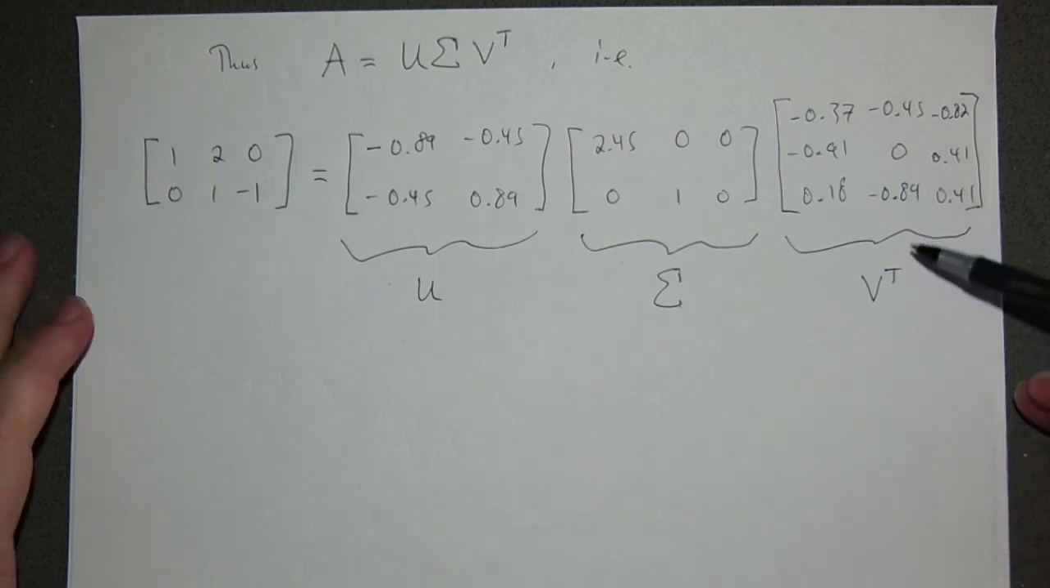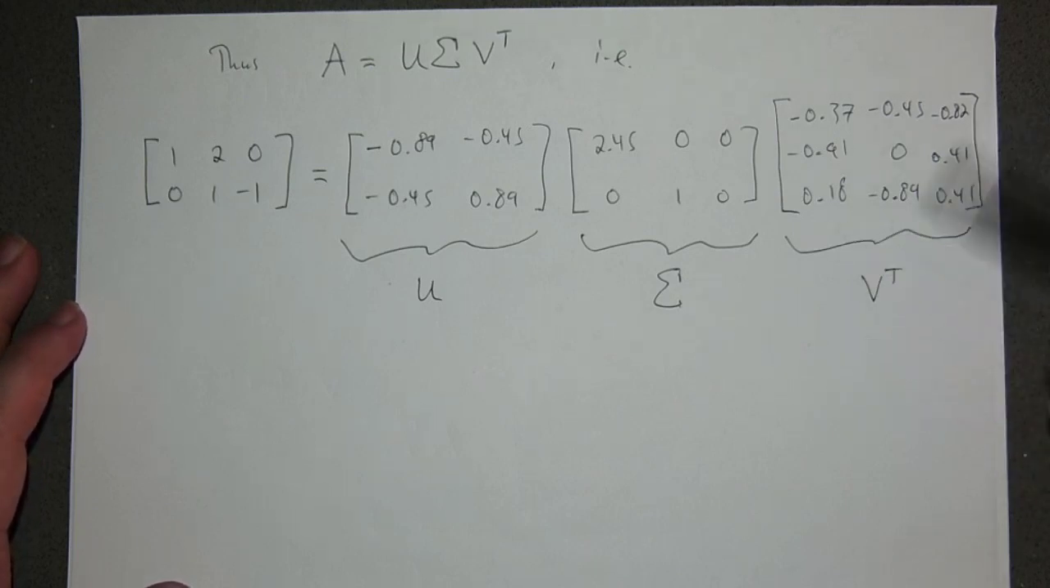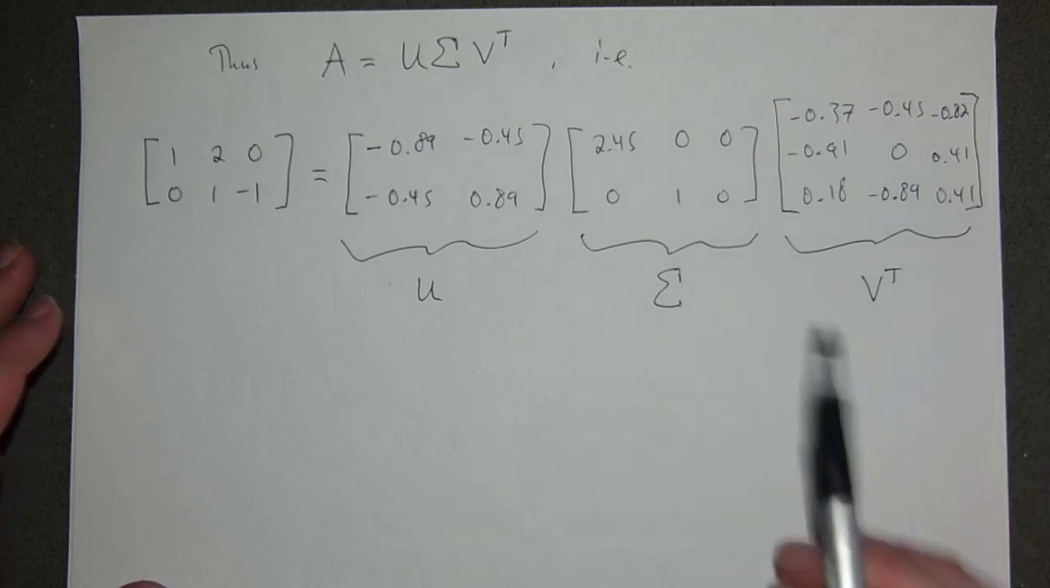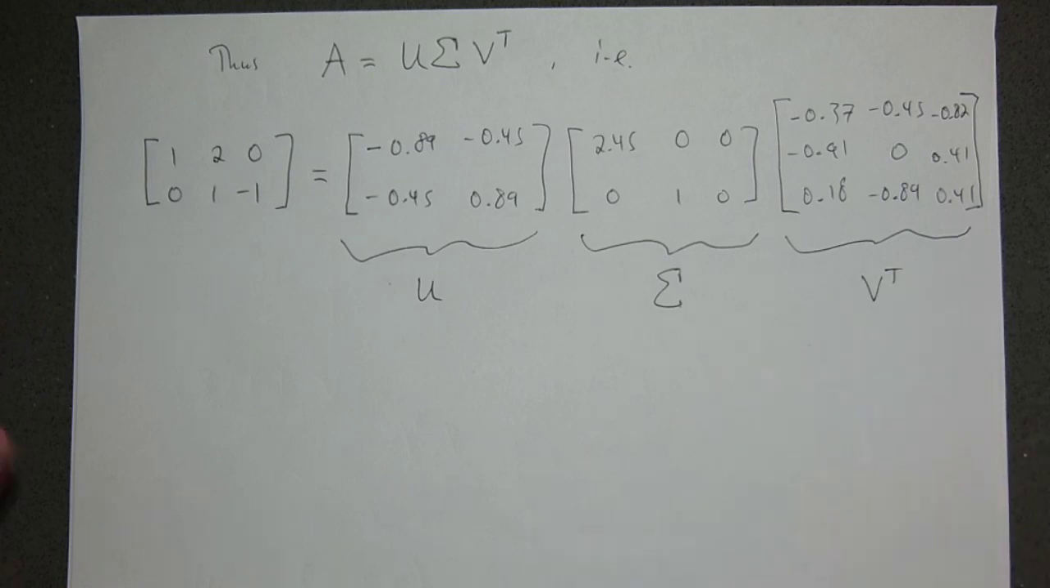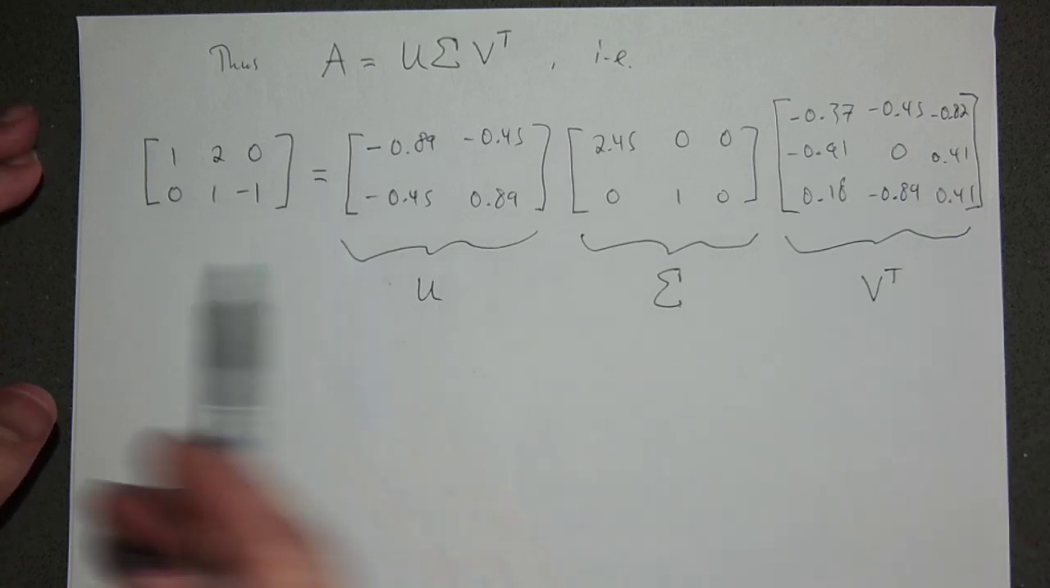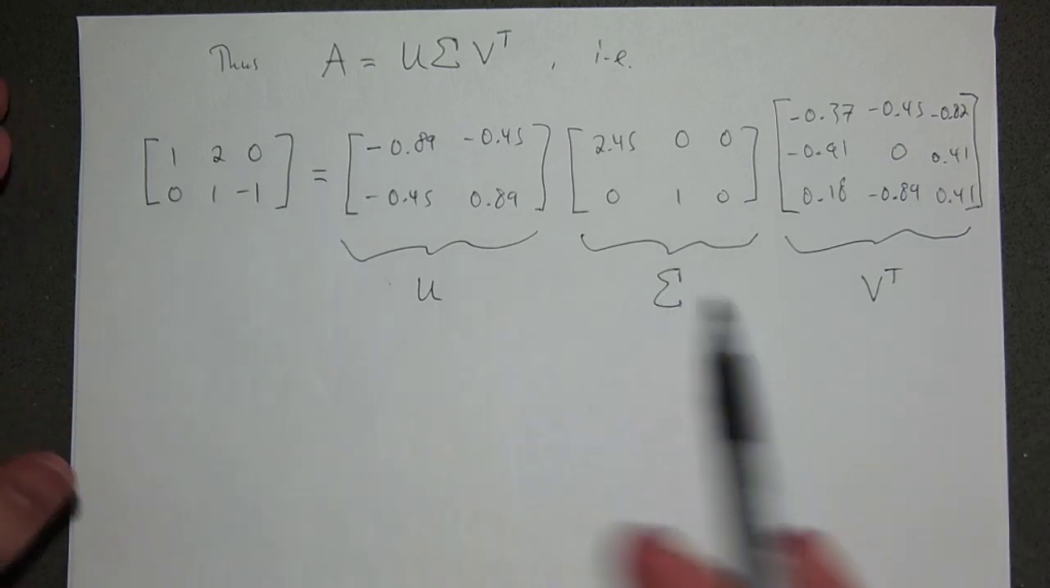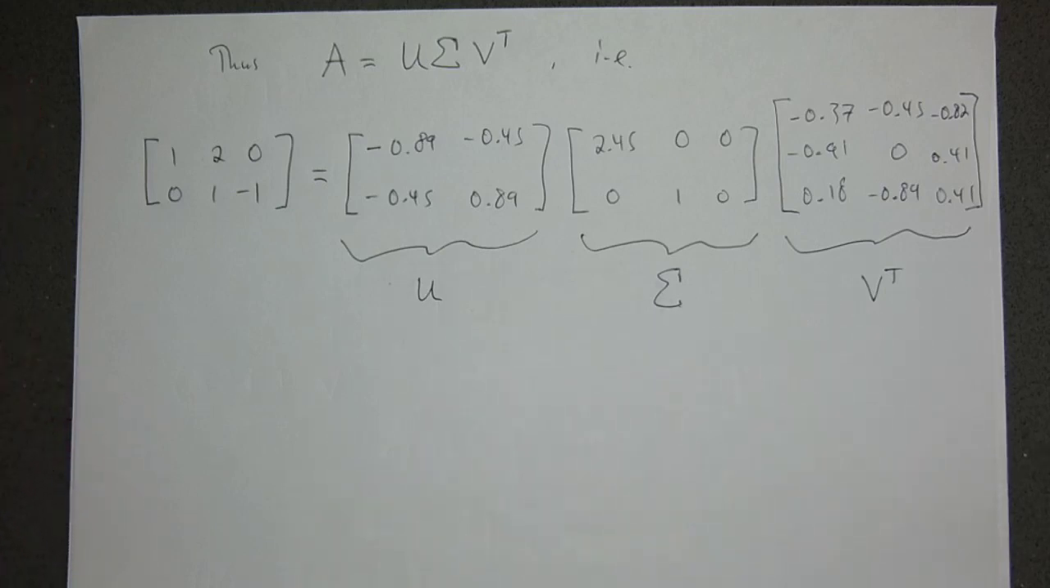So V transpose, computing this is not that big of a deal typically. In fact, in most of the examples when I talk about the applications, I'm not even going to write out what V transpose is, because to understand what we want to understand about the data contained in the matrix, typically all we need is U and sigma. So that's how that goes.